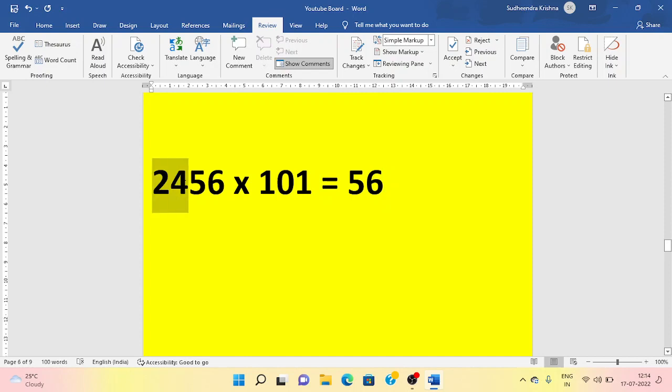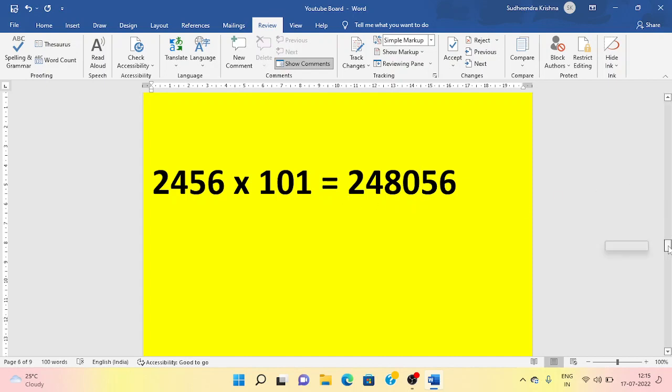To get the left portion of the answer, put the left portion 24 as it is. In the 2456, on the left side you have 24. Put this 24 as it is in the answer. Now you got the left portion and the right portion of the answer. Now to get the middle portion of the answer, you add 24 and 56. 24 plus 56 is equal to 80. So put 80 as it is. So 2456 into 101 is equal to 2,48,056. 2,48,056 is the required answer.